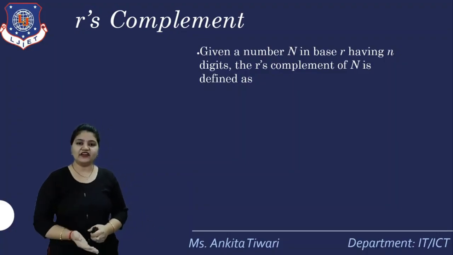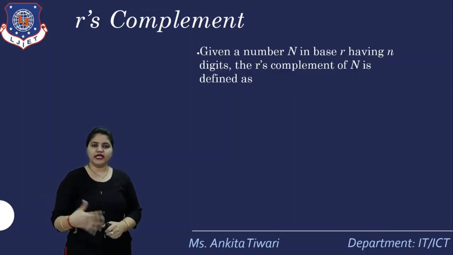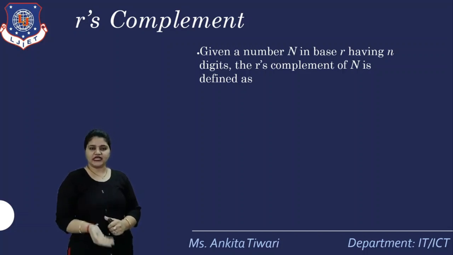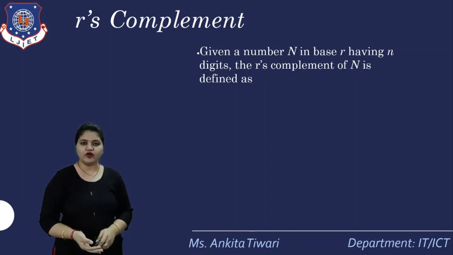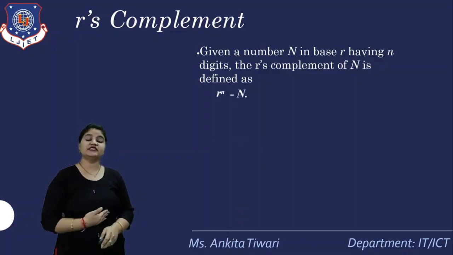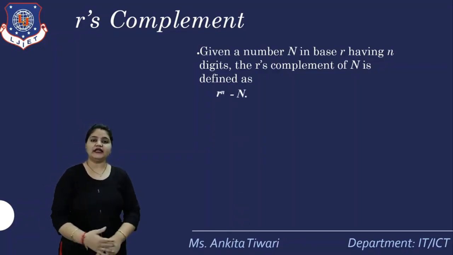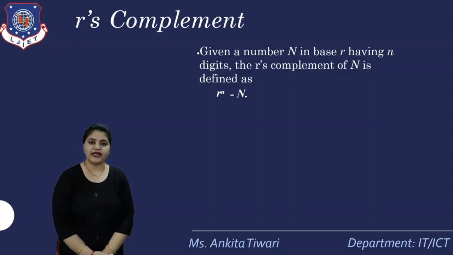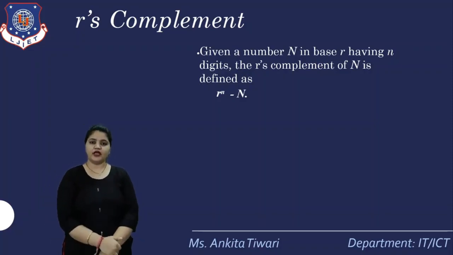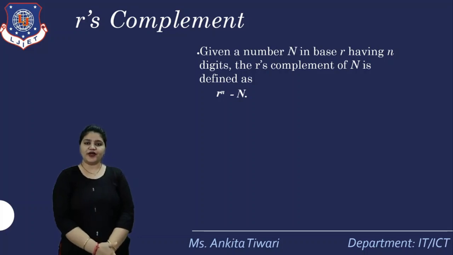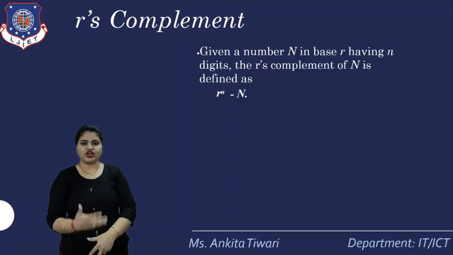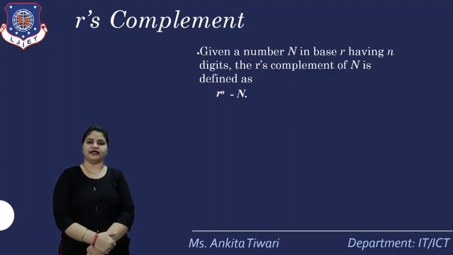So here we'll start with the R's complement method. In R's complement, the base which is defined as R has n digits, and the R's complement of the number N is defined by the formula R raised to n minus N. Here small n and capital N are two different quantities. Small n is the number of digits in your question where you need to find the complement, and capital N is the number itself that you need to complement.